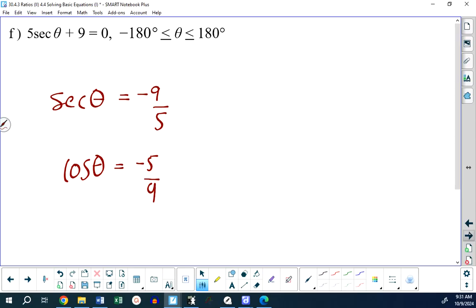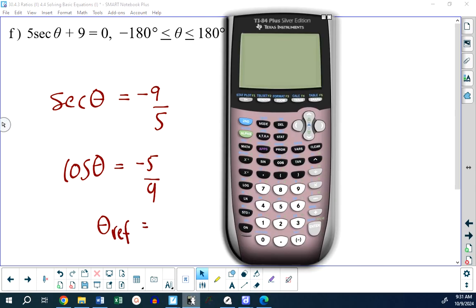Is it obvious to many of you that that's not one of those special points? I mean, is there a point on the unit circle that has an x-coordinate equal to this? Yes, but we don't know what it is. So we're just going to go to the calculator. We're going to find a reference angle. And seeing as how we're winding down this lesson, I don't think we need to write anything here.